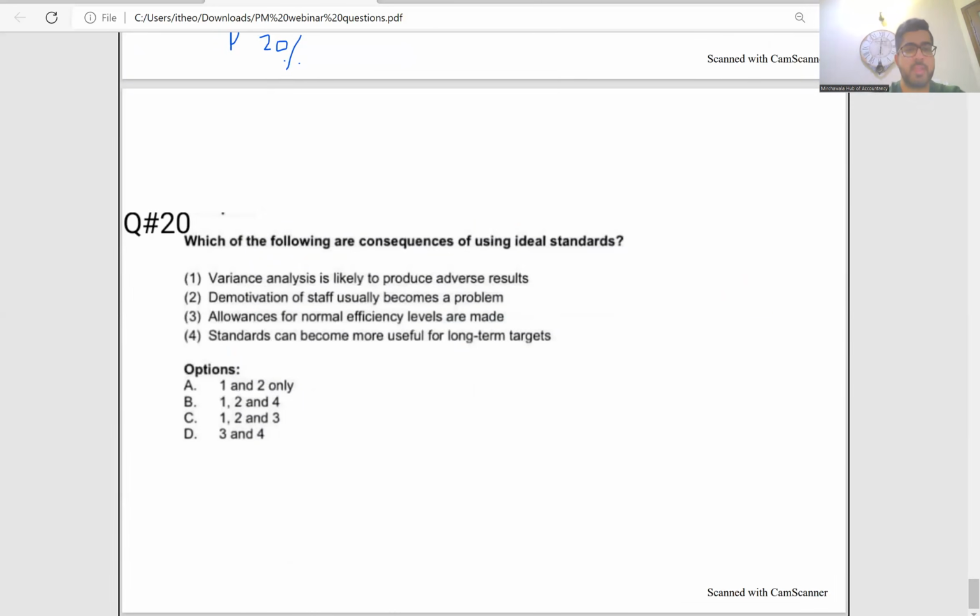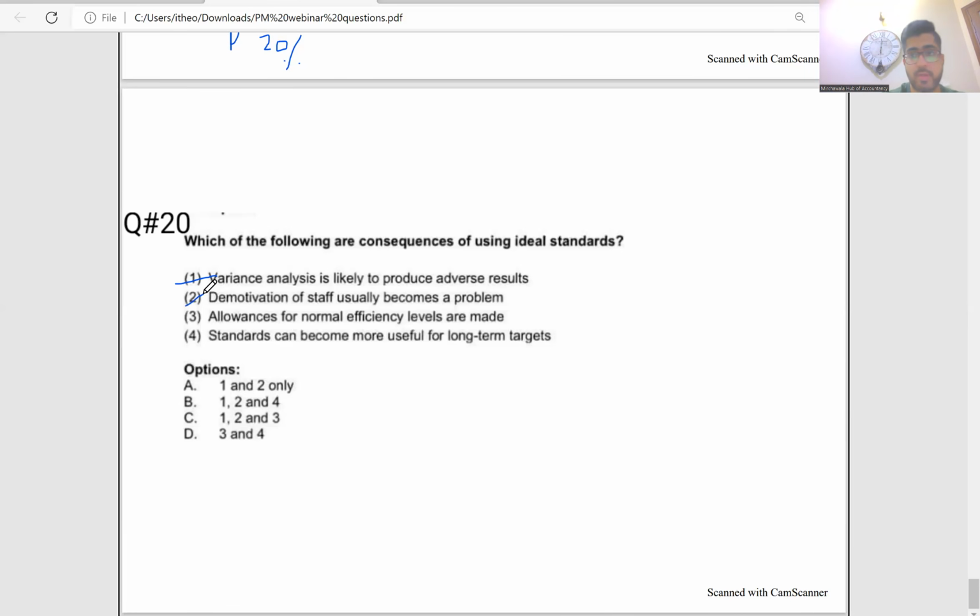Last MCQ. Which of the following are consequences of using ideal standards? I've taught you 4 standards: ideal, attainable, current, basic. So which of the following are consequences of ideal standards? Variance analysis is likely to produce adverse results. Yes, when you set ideal standards, no wastage allowance, no idle time allowance, people don't achieve them because it's practically impossible. They will incur wastage, so the variance will always be adverse.